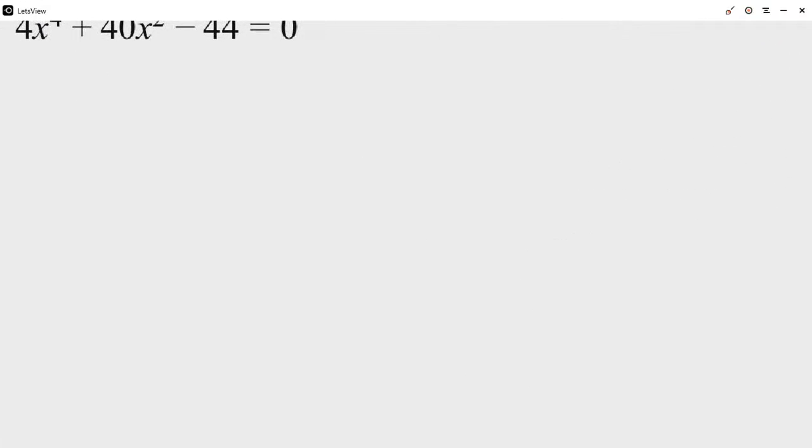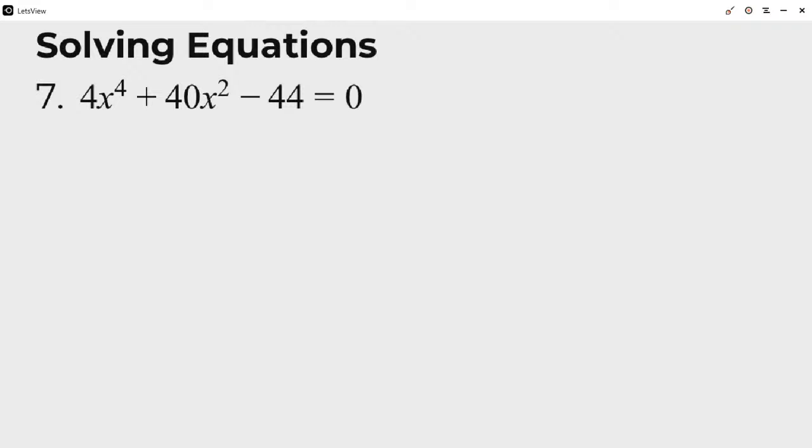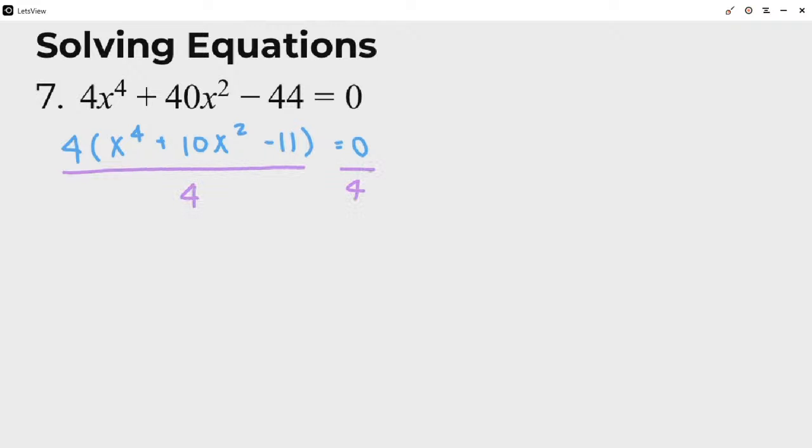Okay, and the last section is solving equations. So for this first one, we have a common or greatest common factor of 4. So I'm going to take out a 4. And since we're solving, we can divide everything by 4 so that we don't have to deal with it anymore. So x to the 4th plus 10x squared minus 11 equals 0.